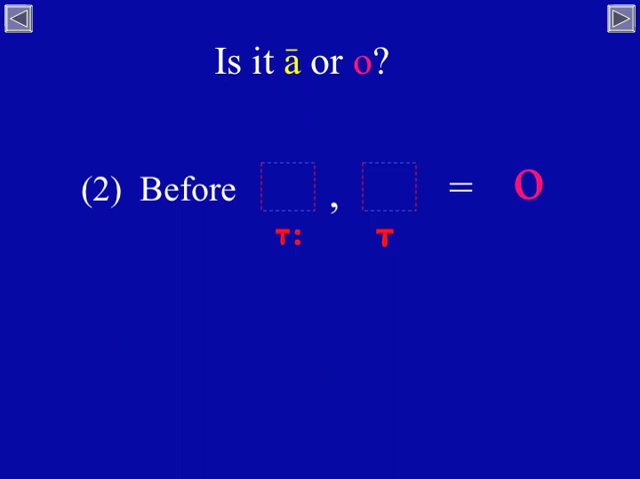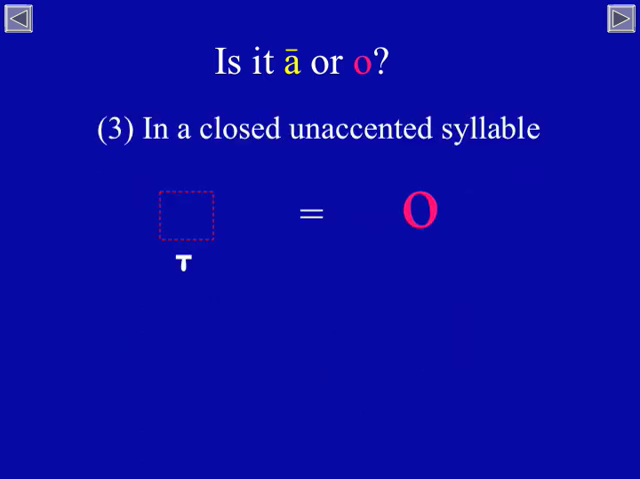Second guideline, if the kametz is written before the composite schwa, then it's a kametz chatuf. So, for example, the name, what you know as Naomi, Naomi. The fact that the kametz comes before the composite schwa tips us off that it is a kametz chatuf. Naomi. And finally, in a closed, unaccented syllable, as in several nouns that you've already begun to learn, it'll be kametz chatuf.